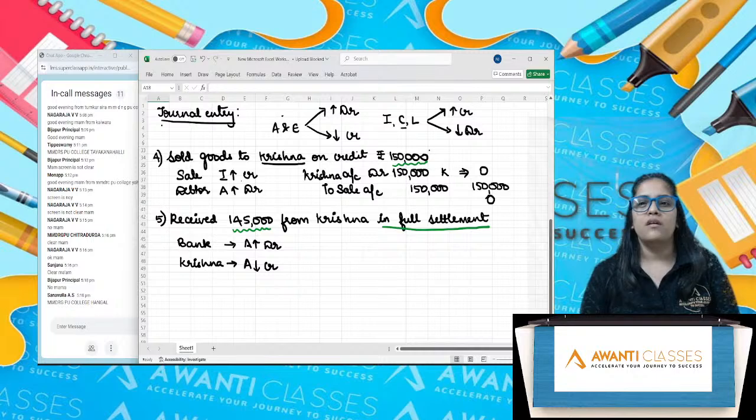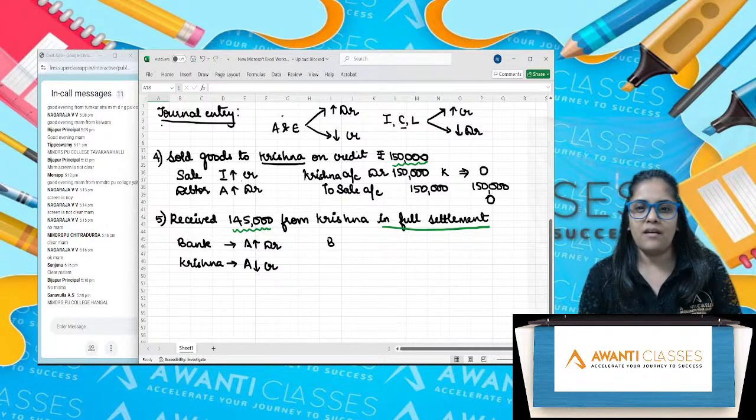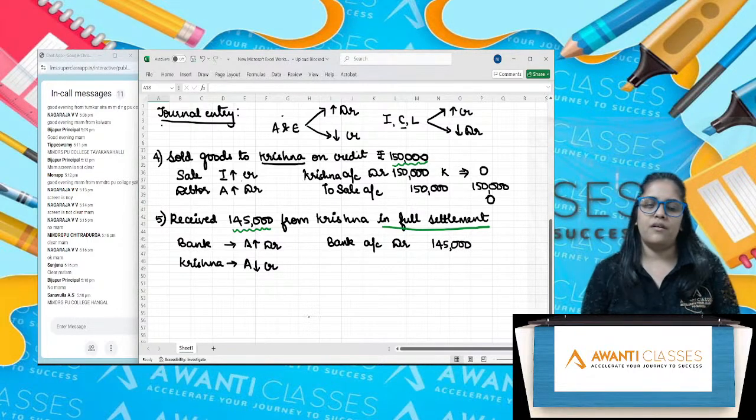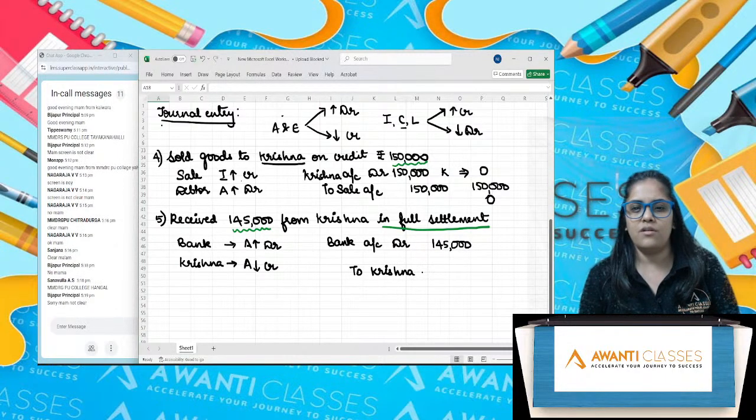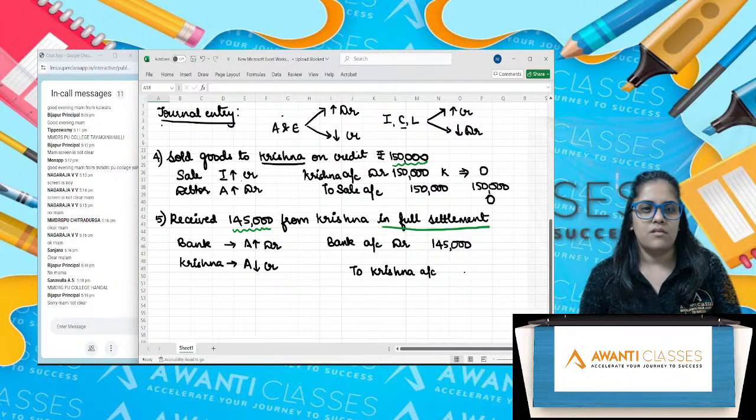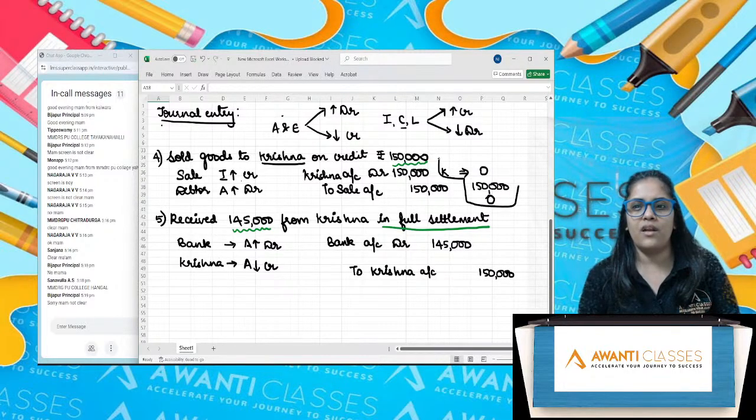The entry will be bank account debit. In bank, I will receive 1,45,000. Correct? And who is giving this? Krishna. So to Krishna account, 1,50,000. Okay, to Krishna account, 1,50,000.